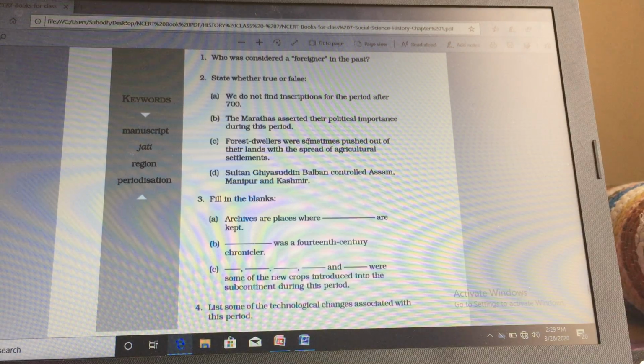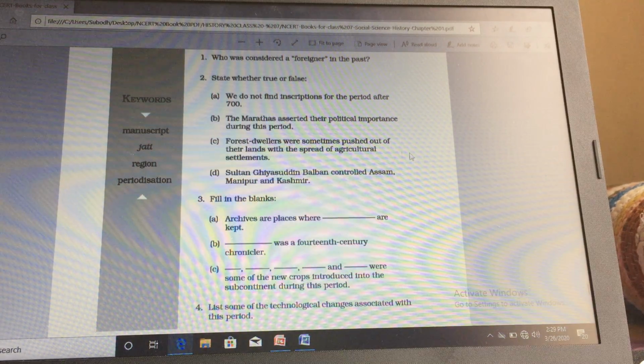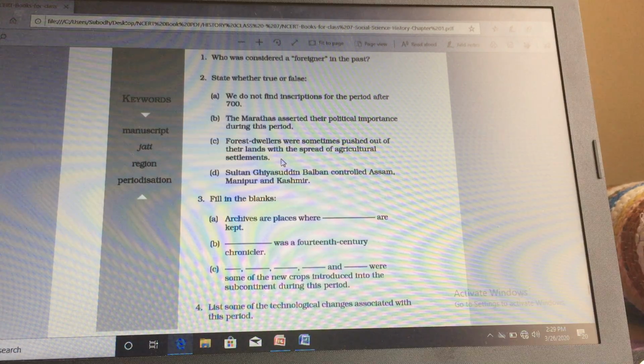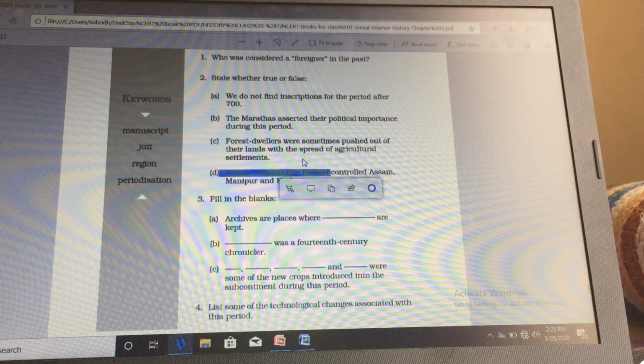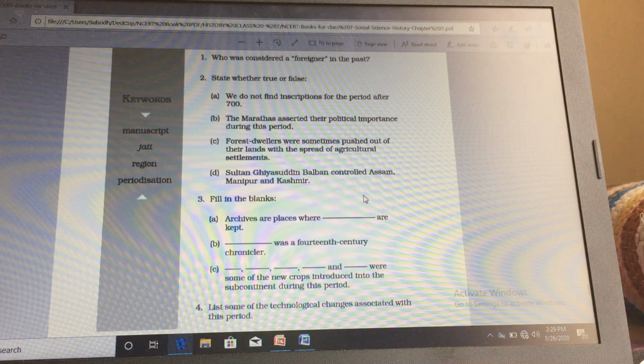Third question: forest dwellers were sometimes pushed out of their lands with the spread of agricultural settlements. So this is also true. Forests were cleared, so they had to leave the forest. Next, Sultan Ghiyasuddin Balban controlled Assam, Manipur and Kashmir. Is it true or false? It is false. He did not rule Assam and Kashmir.